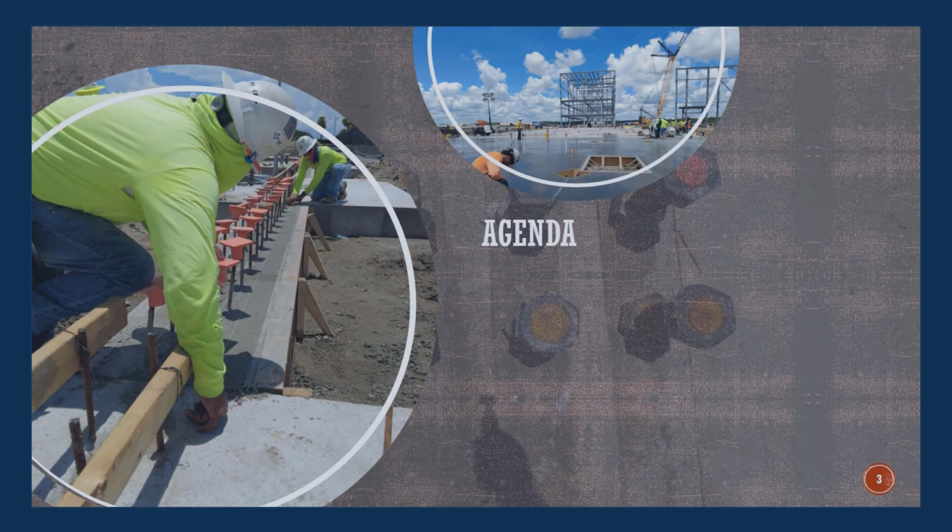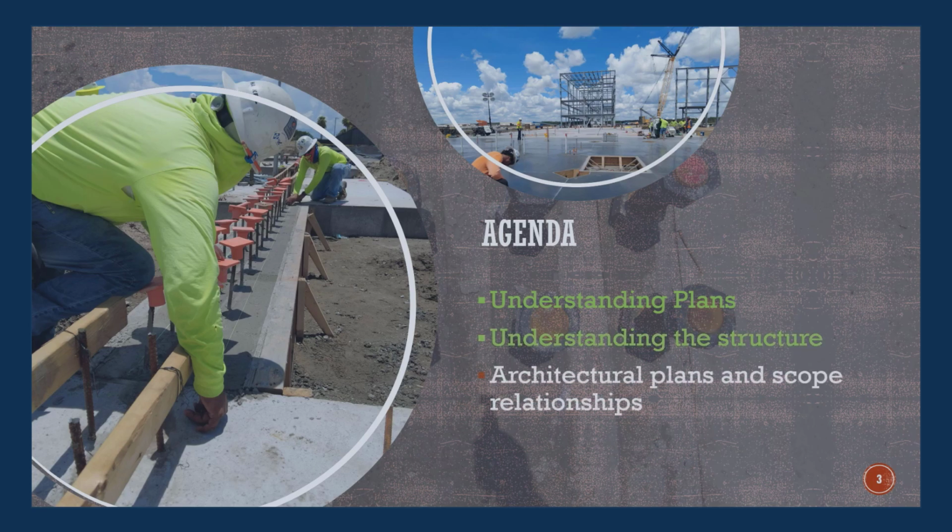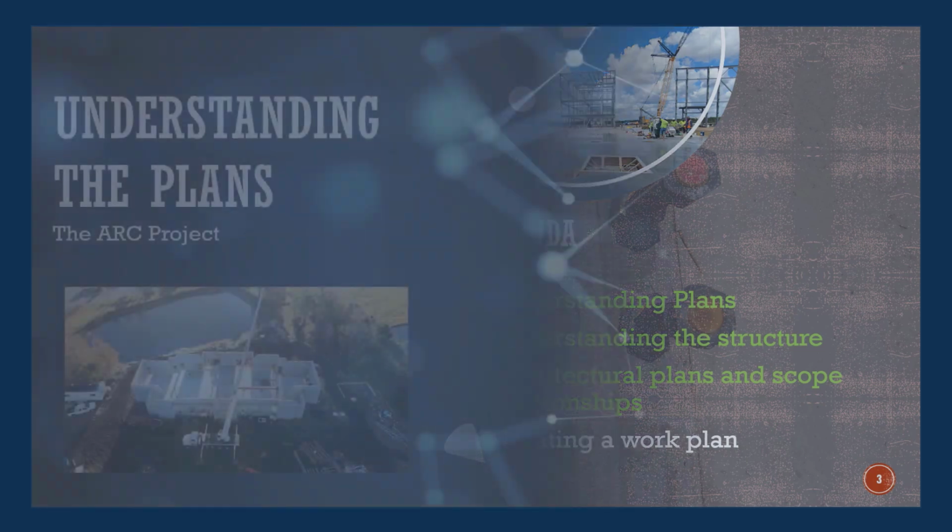Objectives today are: 1. Understanding the plans. 2. Understanding the structure. For example, how do we take these 2D drawings and communicate that in our three-dimensional world? 3. How the architectural plans correlate to certain scopes of work that may be on other scope plan pages. For example, how MEP drawings and shop drawings are used with the architectural plans and how to take all this information to coordinate our operations. And finally, how to create a work plan and use it effectively in the field.